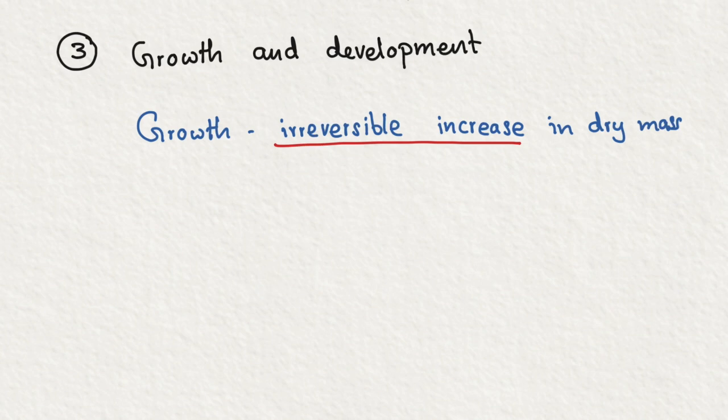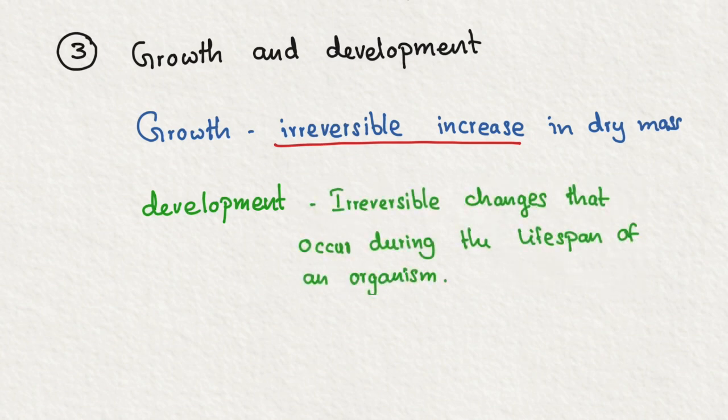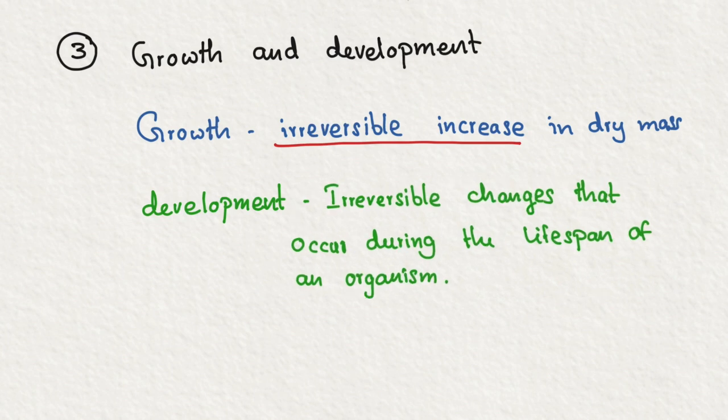Then our second component, development. So the development refers to the irreversible changes that occur during the lifespan of an organism. For example, a child starts to walk or a child starts to sit. There are milestones in these developmental changes. So growth and development are two consequent processes that happen in the lifespan of an organism.